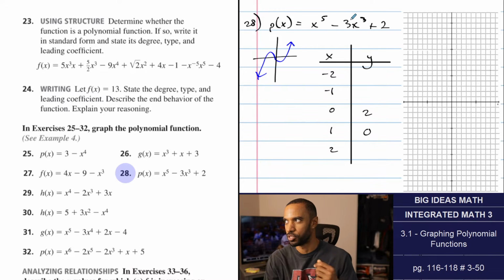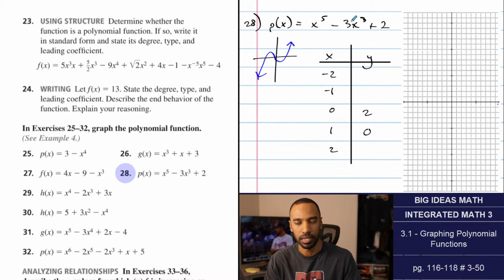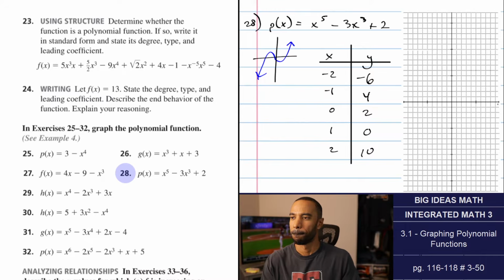2 to the fifth is 32. 2 cubed is 8 times negative 3 is negative 24. So 32 minus 24 is 8 plus 2 is 10. All right, negative 1. We get negative 1 minus 1 plus 3 is 2 plus 2 is 4. Negative 32 plus 24 is negative 8 plus 2 is negative 6. Okay. So negative 2, negative 6. Negative 1, 4. That shoots up really fast, huh? 0, 2. 1, 0. 2, 10.